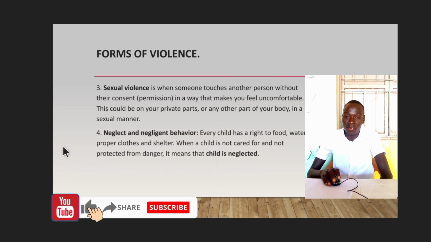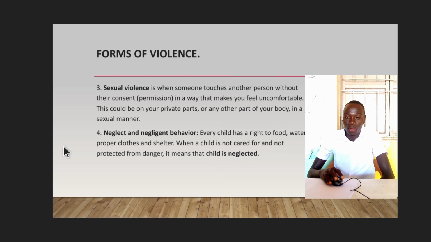The next one we have is neglect and negligent behavior. Every child has a right to food, water, proper clothes, and shelter. When a child is not cared for and not protected from danger, it means that child is neglected.